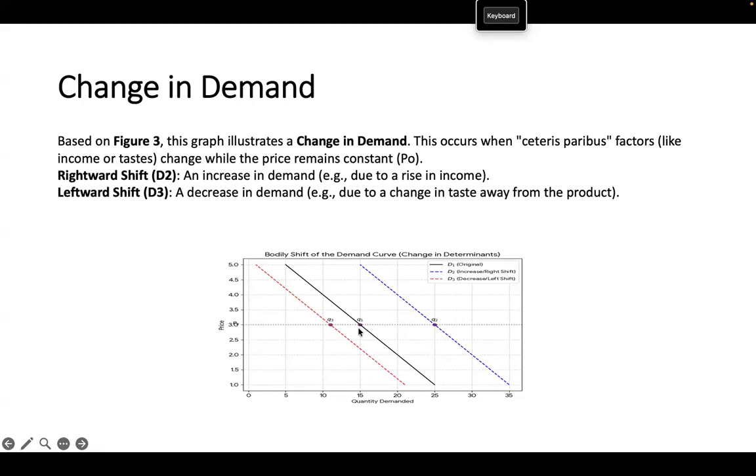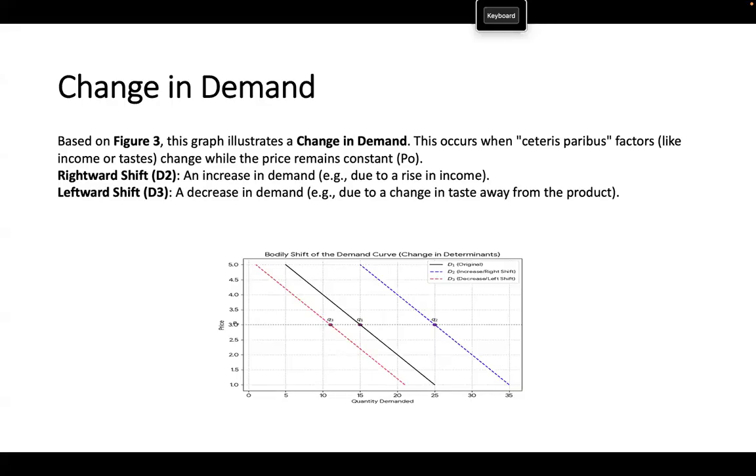The same thing applies also when there's a change in taste away from the product. The demand for the product falls. So there's a leftward shift. So the demand curve will shift from Q1 to Q3. So there's a fall in demand. So it has shifted rightward. We are saying that it changed leftward or inward, inward or leftward. So the change in demand happens.